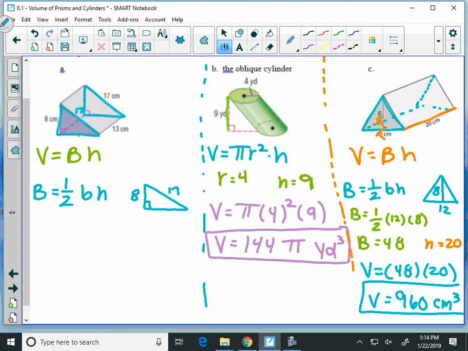So if we look at our triangle, did it tell us what our base was? No, it didn't tell us what the base was. What's the height? 8. Well, the issue here is we don't know what the base is of our base. They didn't tell us it. But is there something we can do to find it?